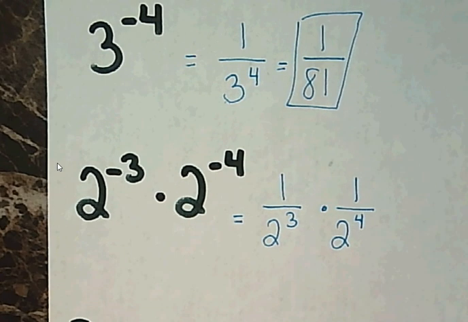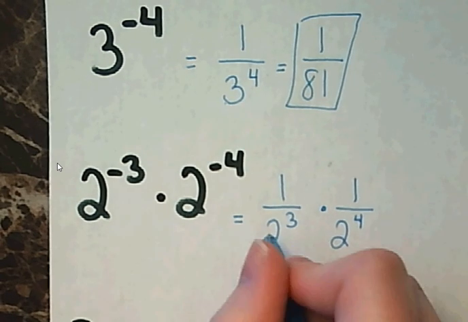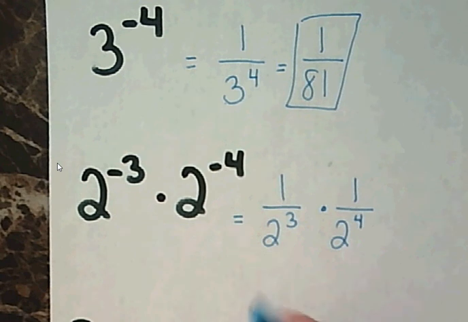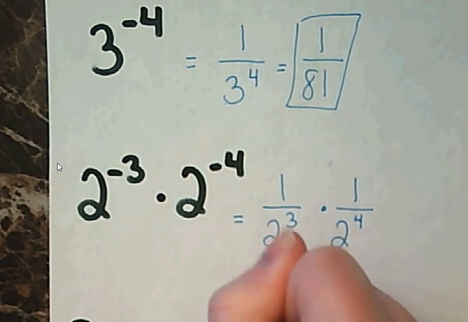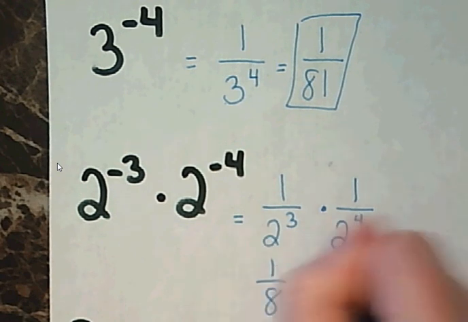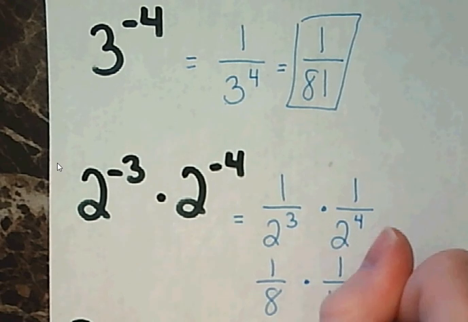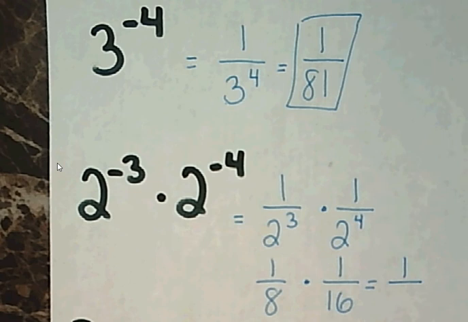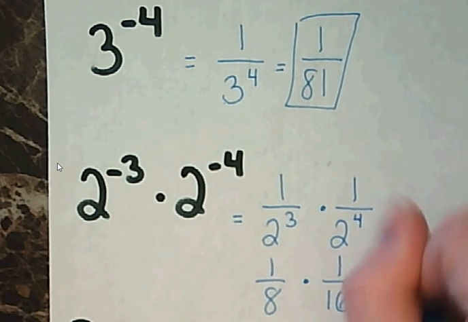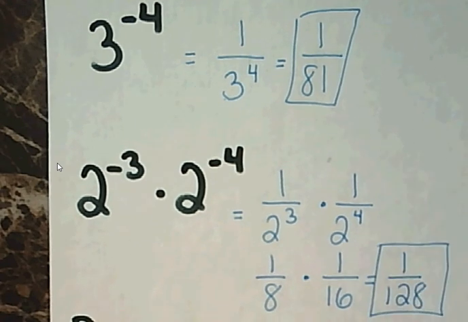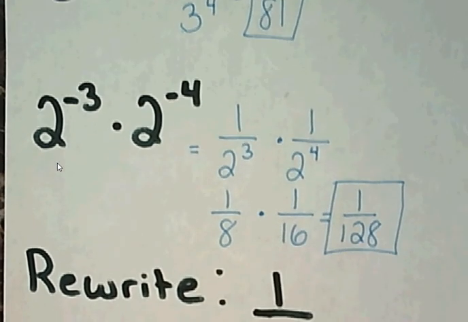Okay, so let's solve that. So 2 to the 3rd is 2 times 2, which is 4, and 4 times 2, which is 8. So that's 1 over 8 times 1 over 2 to the 4th, which is 16. So we could do 8 times 16, which is 128. So it's 1 over 128. Okay, we want to simplify it as low as we can.